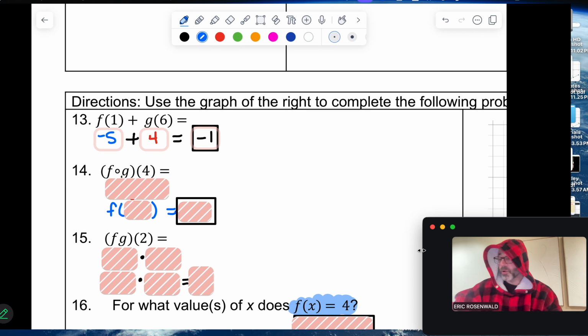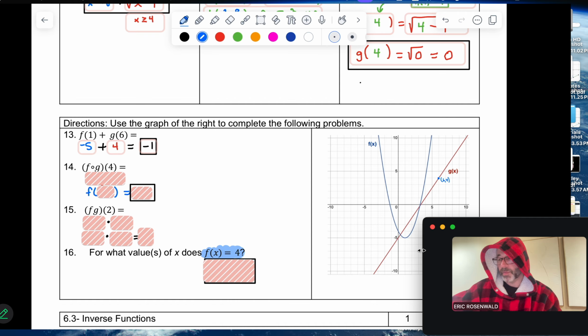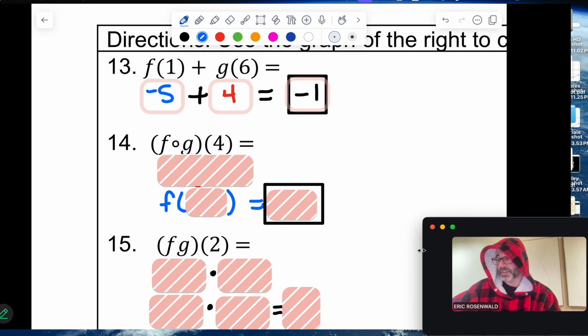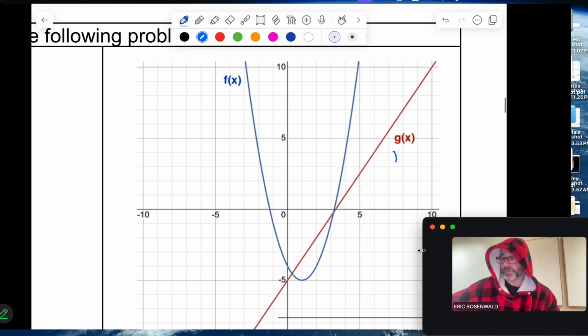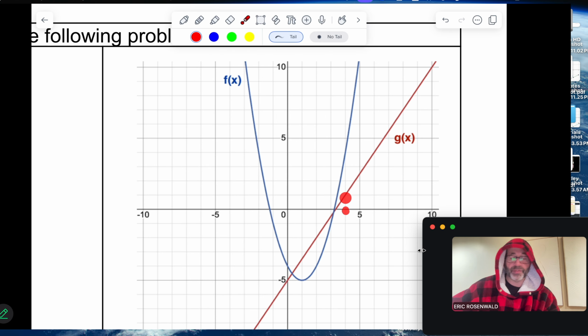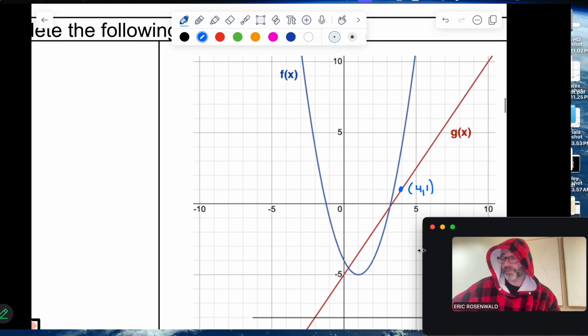All right. Number 14 is a little tricky, but again, just follow along. It's not too bad. All right. What this says when we look at this is we're going to take this 4 and we're going to put it inside of g. So we're going to evaluate first g of 4. So let's go to our function g. Okay, that's the red function here. We're going to look at where it's equal to 4, which is right here. And I go to the graph, and this is the spot on the graph that we're looking at. That coordinate right there is (4, 1). So the y value is equal to 1.